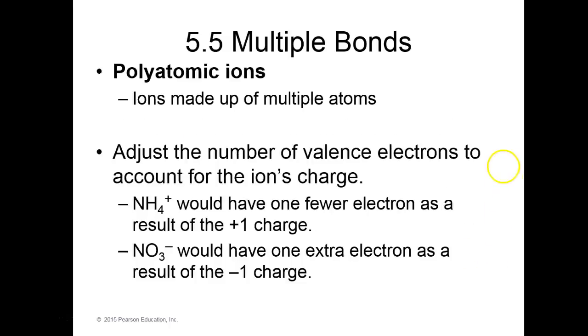There we go. Next, we're going to look at polyatomic ions. These are ions made up of multiple atoms. You need to adjust the number of valence electrons to account for the ion's charge. NH4+ would have 1 fewer electron as a result of the +1 charge. NO3- would have 1 extra electron as a result of the -1 charge.